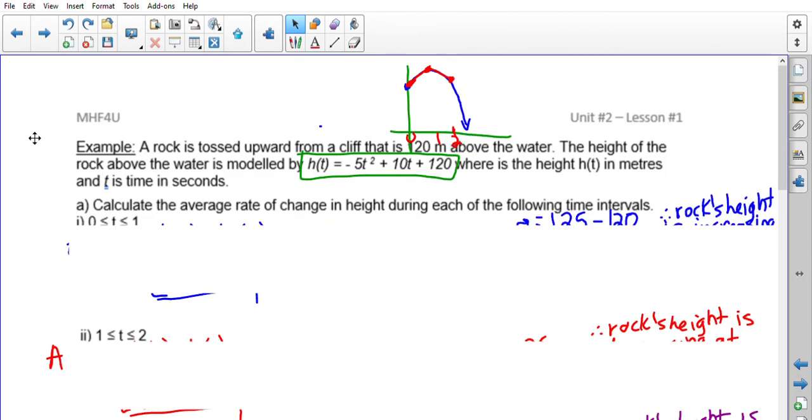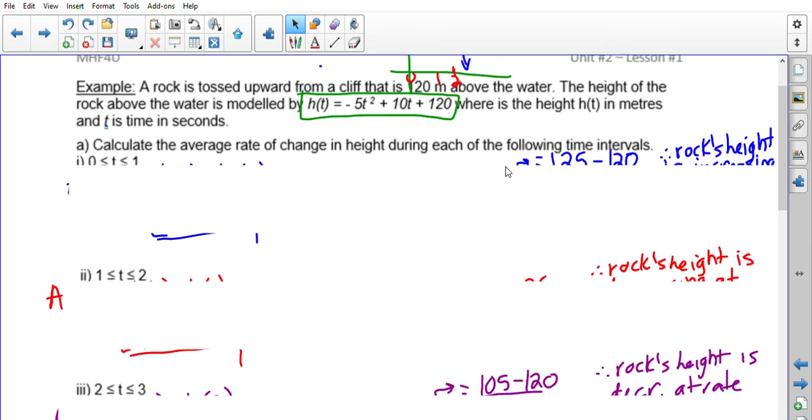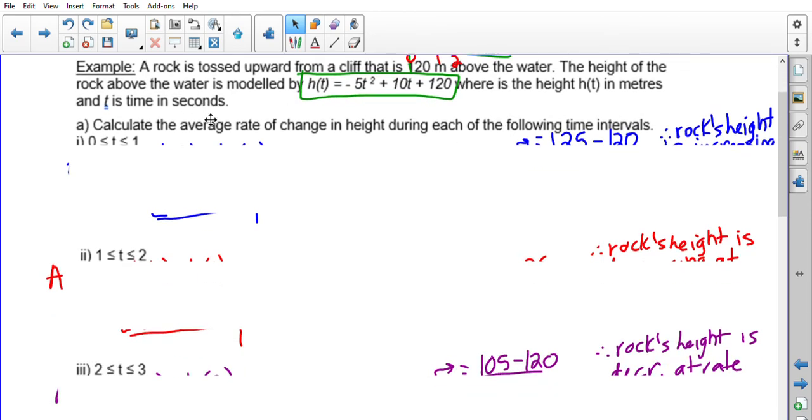All right, and our last example here says a rock is tossed upwards from a cliff that is 120 meters above the water. The height of the rock above the water is modeled by this quadratic equation here, where h of t is the height in meters, and t is time in seconds.